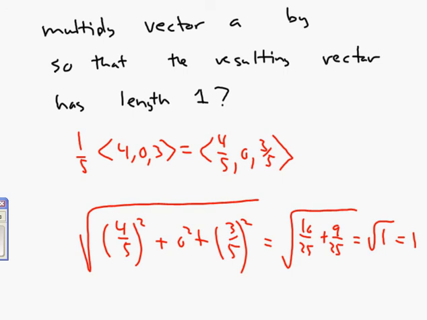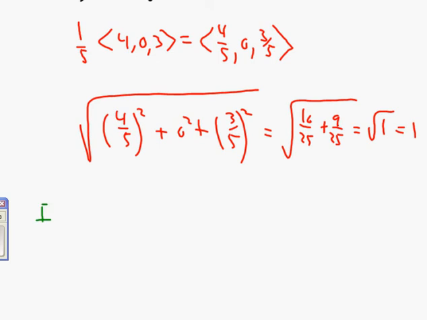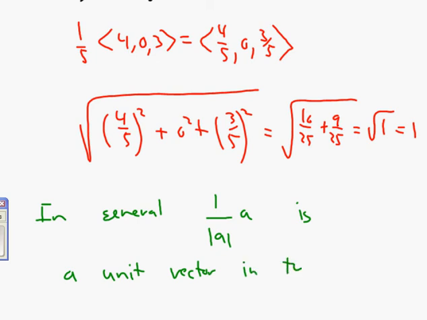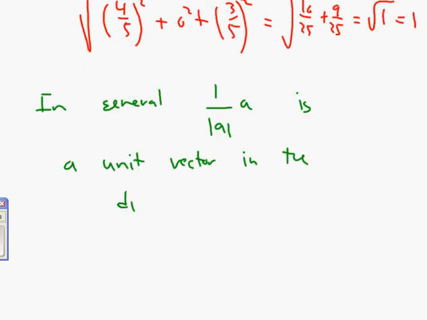All right, so we can finish by saying that in general, 1 over the norm of A times vector A is a unit vector in the direction of A. It's not terrible. It really isn't. But that's the basic idea.